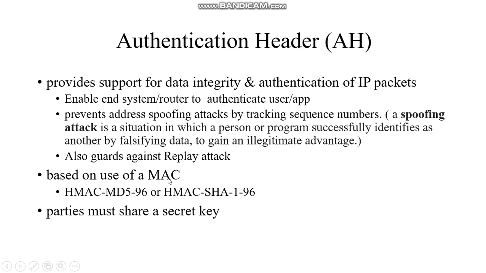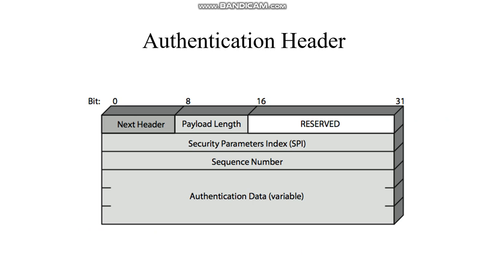It is based on the use of a message authentication code. Here two parties, that is sender and receiver, must share the secret key. The authentication header consists of several fields that make up the complete authentication header. That includes next header, payload length, reserved fields, security parameters index, sequence number, and authentication data.